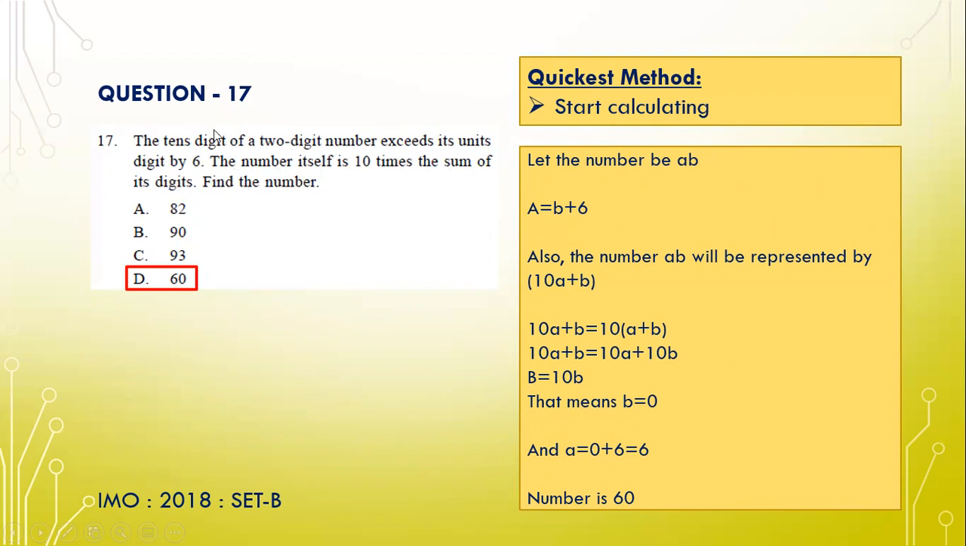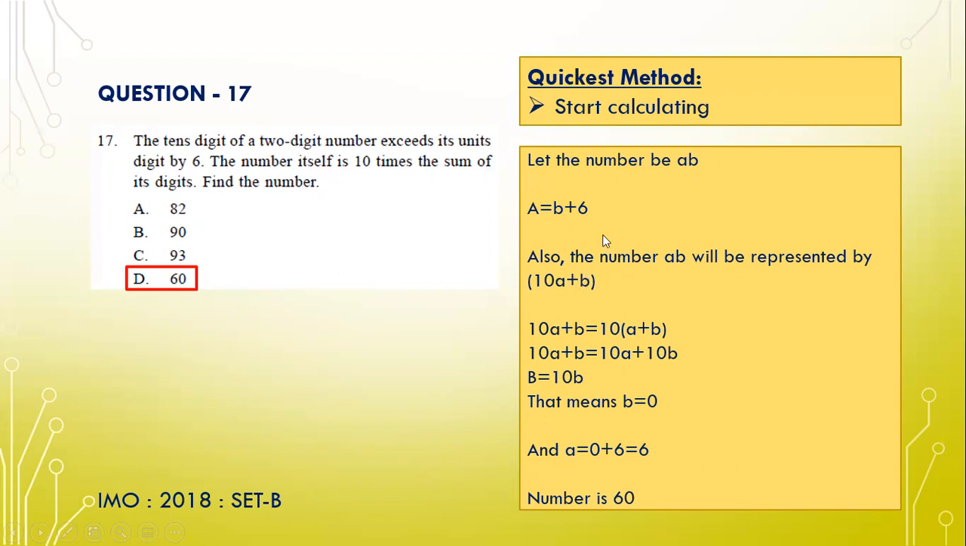The tens digit of the 2-digit number, what is it? A. It exceeds the units digit by 6. So A is equal to B plus 6. And the number AB will be represented by 10A plus B, isn't it? So if the number is say 34, it will be 10 times 3 plus 4, isn't it? So 10 times 3 is 30 and plus 4 is 34. So the number is represented by 10A plus B.